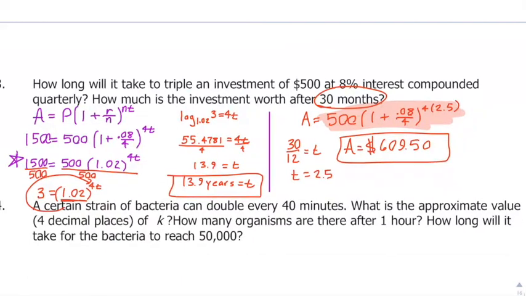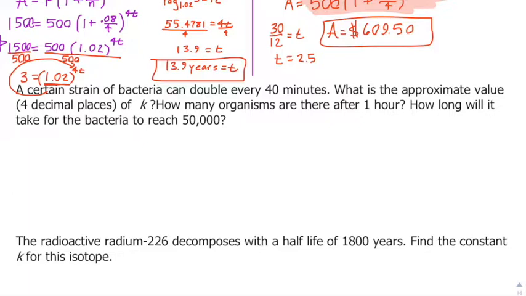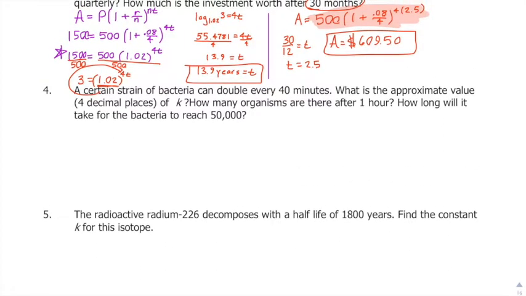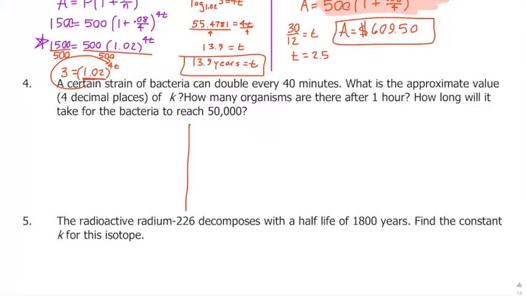All right, next one here. This one's a little tricky. A certain strain of bacteria can double every 40 minutes. What is the approximate value up to 4 decimal places of k? How many organisms are there after 1 hour? How long will it take for the bacteria to reach 50,000? So this is going to be a 3-part problem. So I guess write small.